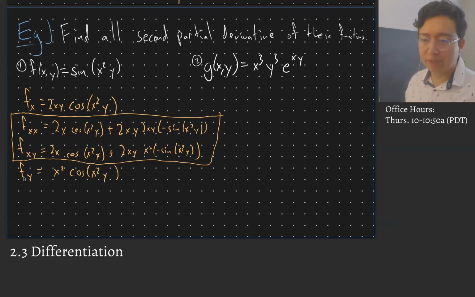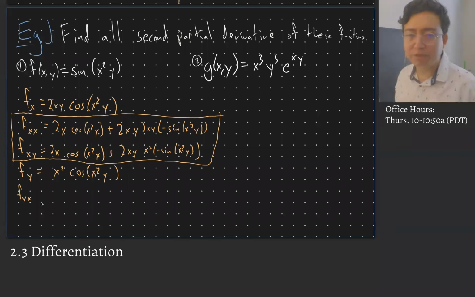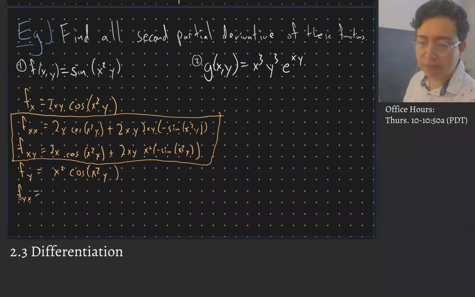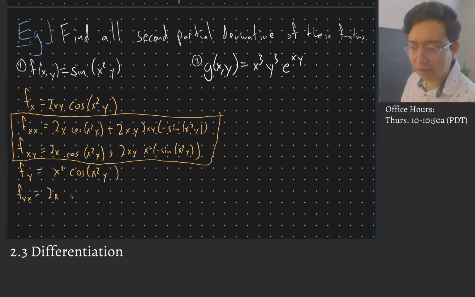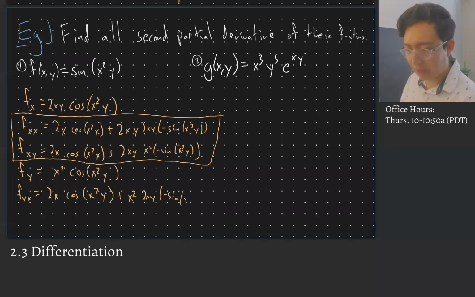Okay. And now we're going to take the derivatives of both of these guys, with respect to both x and y. So we start with fyx. Take the derivative of this with respect to x. Again, that's going to be a product rule: the derivative of this times this. So 2x cosine of x squared y plus x squared times 2xy negative sine of x squared y.